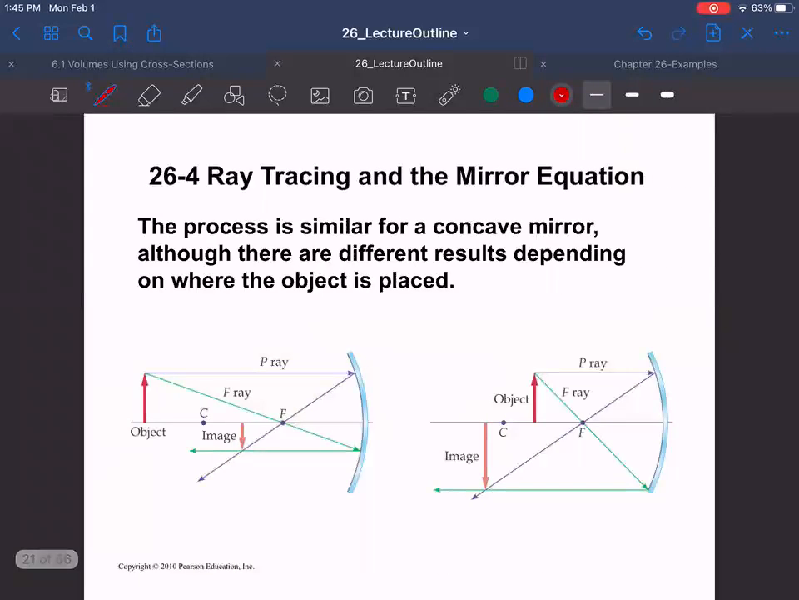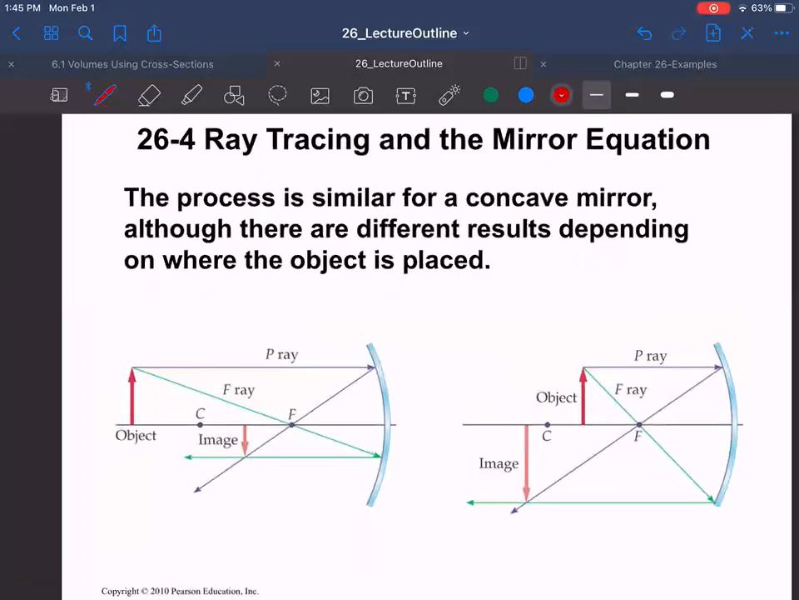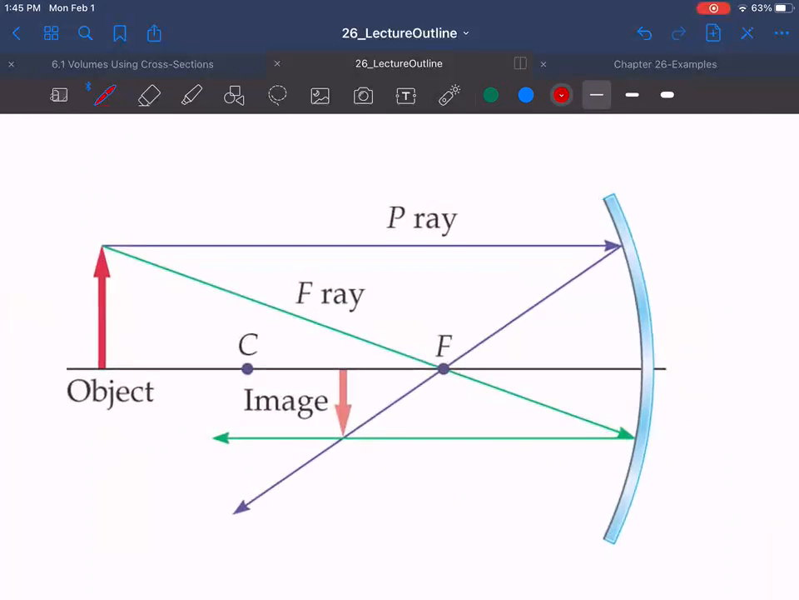How about this one? This is for a concave mirror. Let's take a look at this first one. You see the principal ray going in parallel to the principal axis. That goes in parallel, reflects out through the focus. Then you've got the one that goes in through the focus and reflects out parallel. The one they're not showing would be the one that goes in through the center, would hit the mirror down here, and then reflect back out through the center.